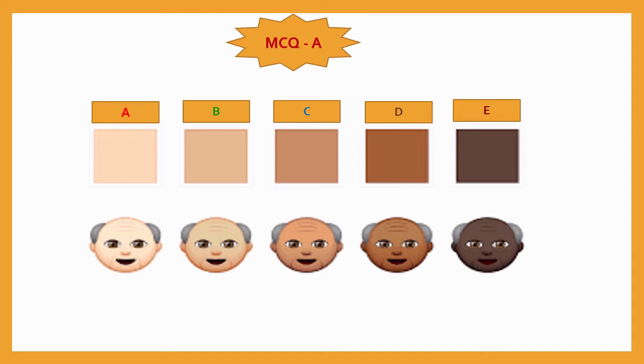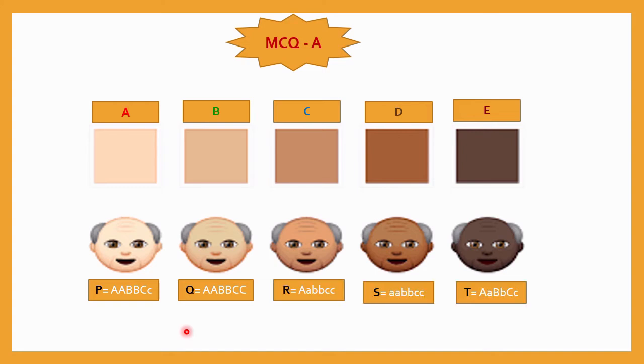Okay, uncle A, this one, all are bald uncles. So uncle A, uncle B, uncle C, uncle D and E. But due to some problem, their genotype is exchanged. Here you can see uncle A, B, C, D and E, but the genotype is not matched with their skin color, right?